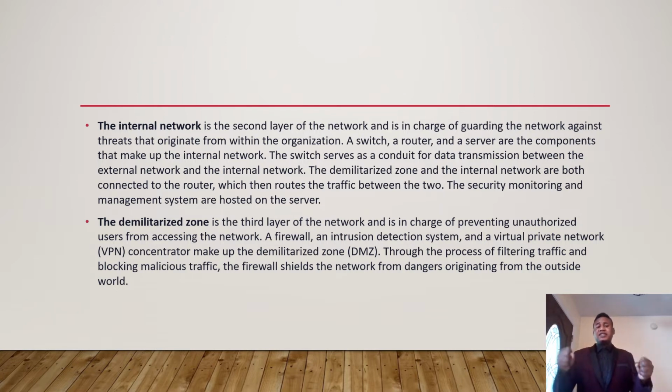Let me talk on the demilitarized zone. The demilitarized zone is the third layer of the network and it is in charge of preventing unauthorized users from accessing the network. A firewall, an intrusion detection system, and a virtual private network VPN concentrator make up the demilitarized zone. Through the process of filtering traffic and blocking malicious traffic, the firewall shields the network from danger originating from the outside world.